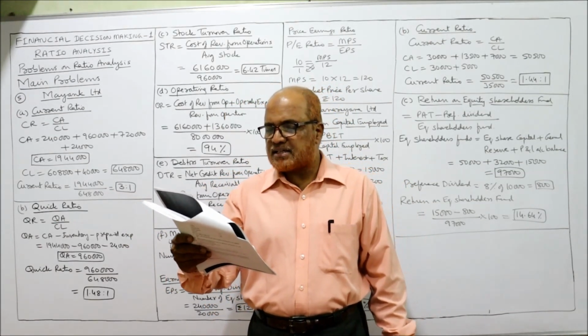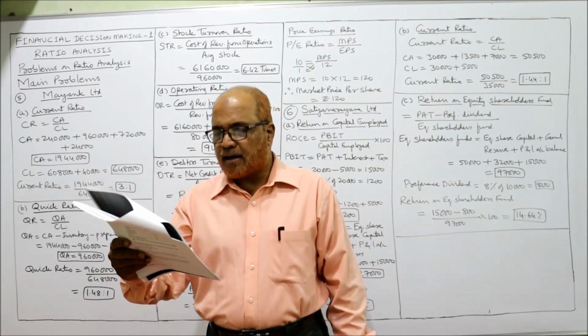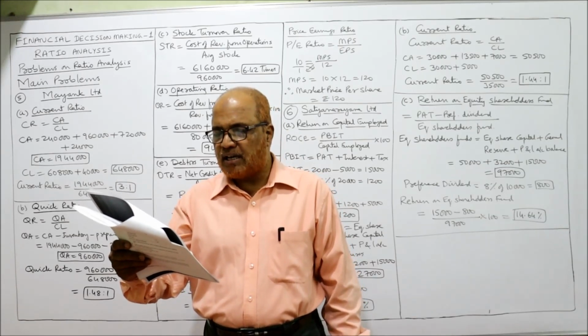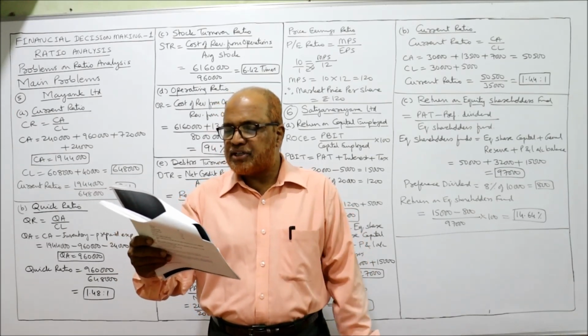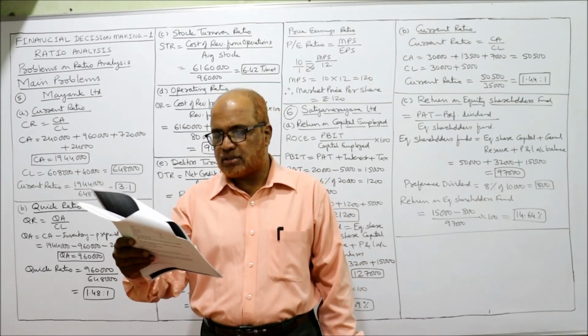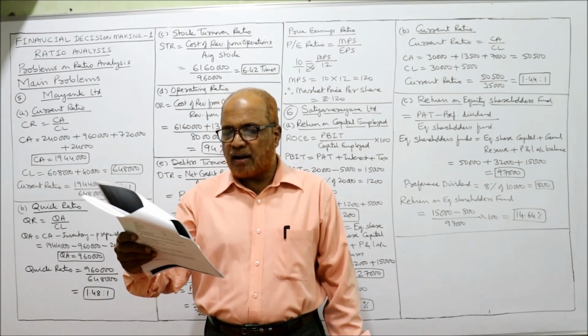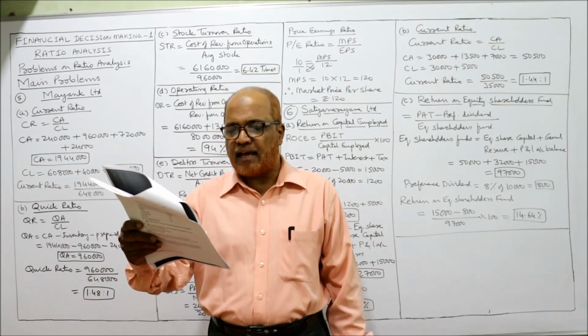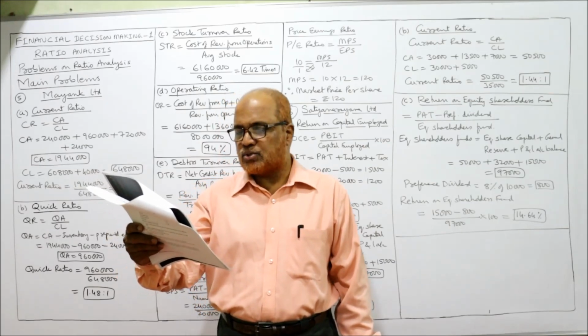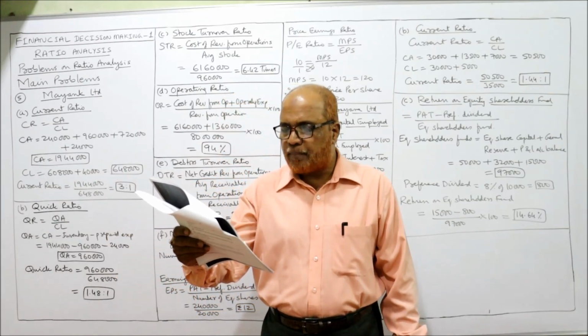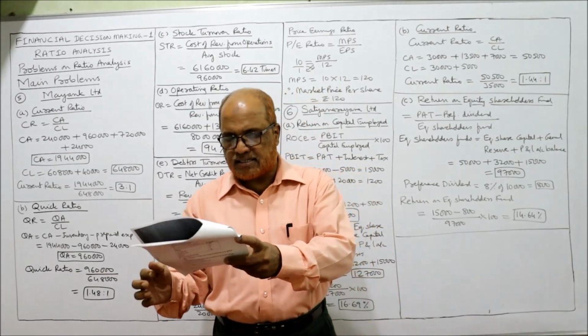Assets: fixed assets 14 lakh 40,000. Current assets: current investments, inventories, receivables, prepaid insurance. So total of the balance sheet 33 lakh 84,000. Additional information: revenue from operations 80 lakh, less cost of revenue from operations 61 lakh 60,000, then less operating expenses 13 lakh 60,000.